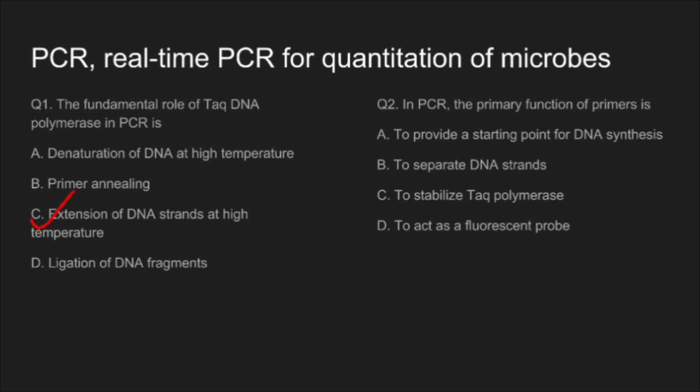So what is the role of Taq polymerase? Taq polymerase is a heat stable enzyme, and it helps in the synthesis of new DNA strands by adding nucleotides to the primer during the extension step.